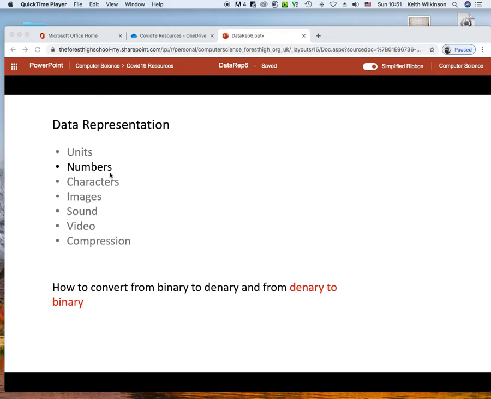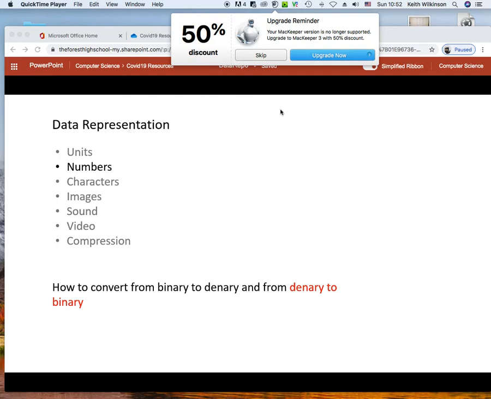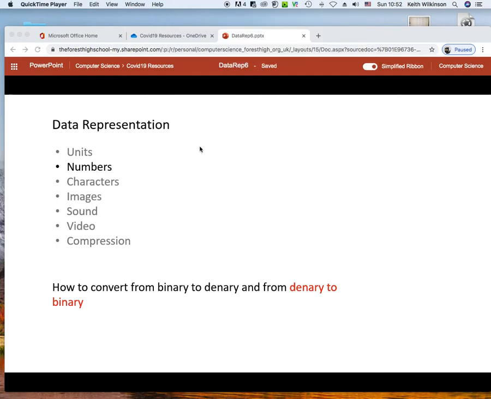And I may also do a sort of extension task on subtraction, but not to be done by all, because subtraction just does not appear in the exam. So we're still in data representation. We're still in numbers, and we'll probably be in numbers for a couple of lessons yet. And these characters, images, sound, video, etc. may take just about one lesson each to cover.